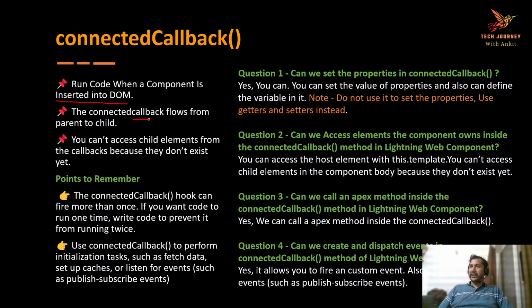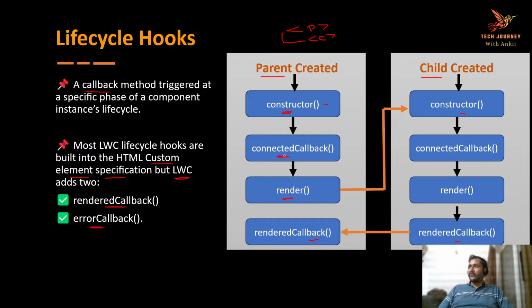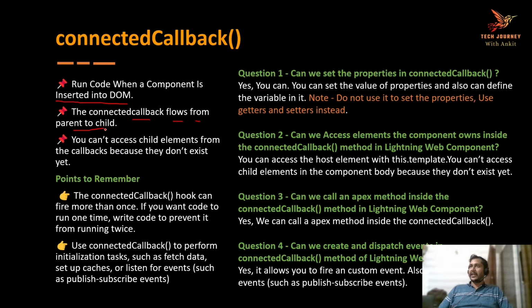Next point here is, the connected callback method again flows from parent to child. You can see this: first, the connected callback on the parent will execute. After that, the connected callback on the child will execute. So the flow for this is again parent to child.